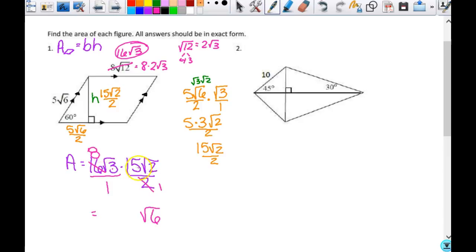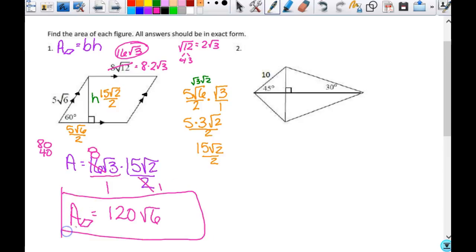Then I just have to multiply 8 times 15. Well, what's 8 times 10? 80. What's 8 times 5? 40. And so together that gives you 120. So it's 120 square root of 6. That's your area of your parallelogram. And then units squared.